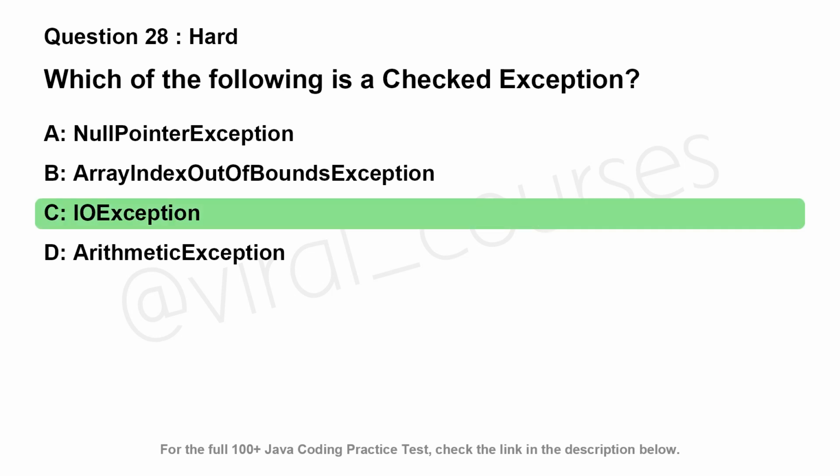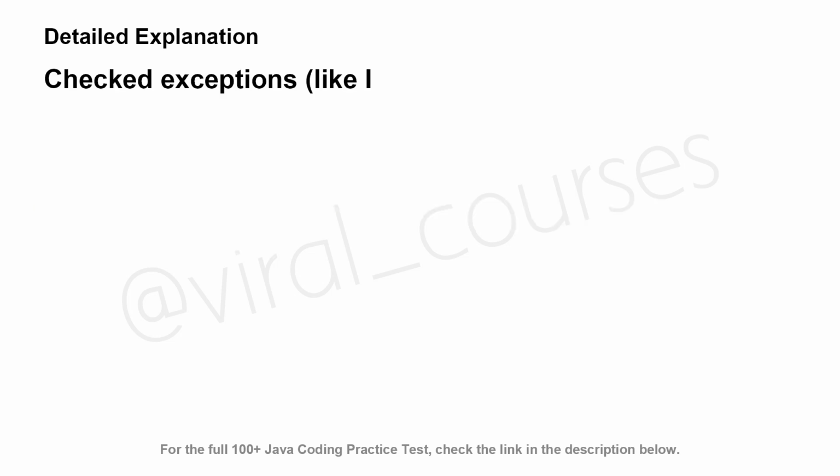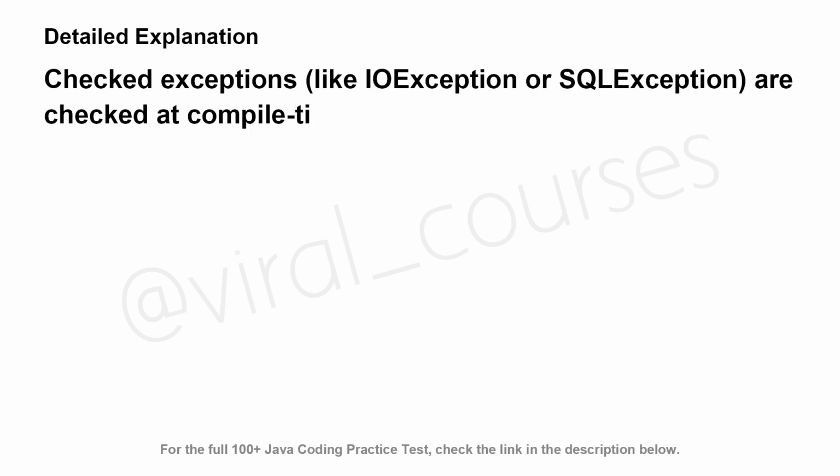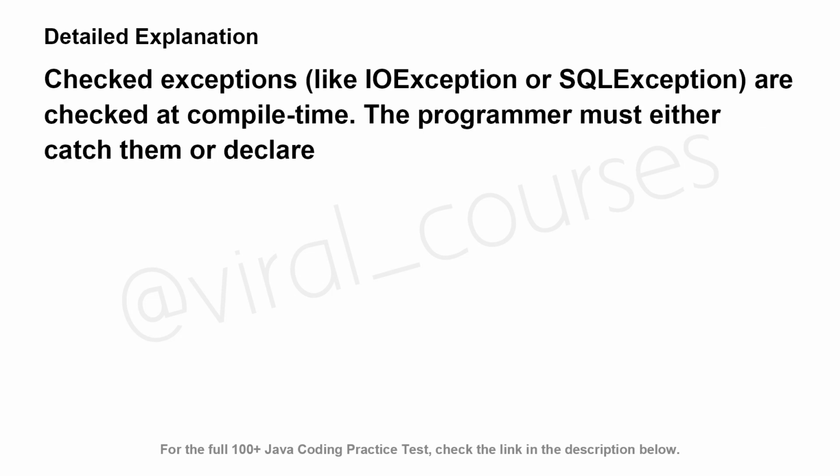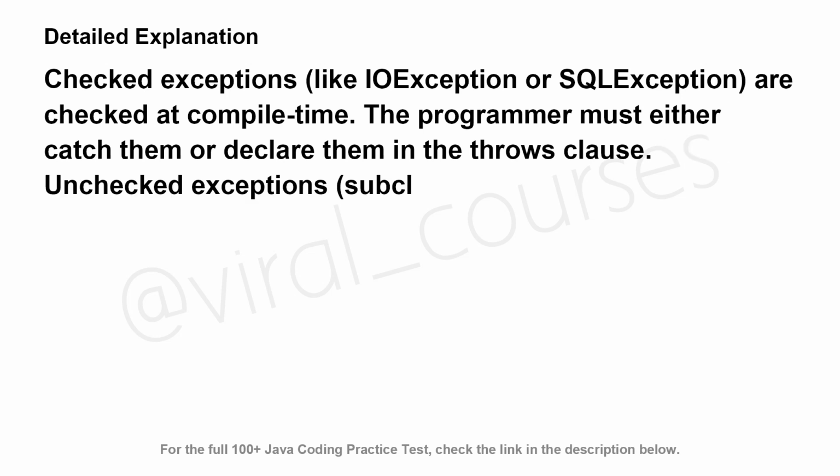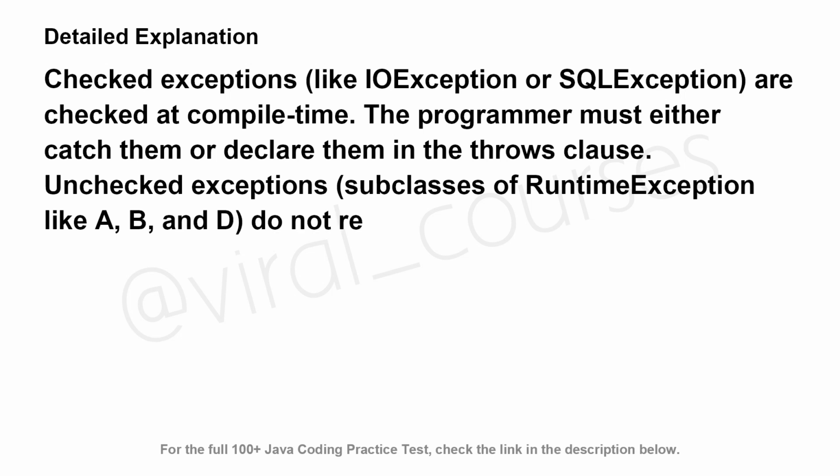The correct answer is C. Checked exceptions, like IOException or SQLException, are checked at compile time. The programmer must either catch them or declare them in the throws clause. Unchecked exceptions, subclasses of RuntimeException like A, B, and D, do not require mandatory handling.